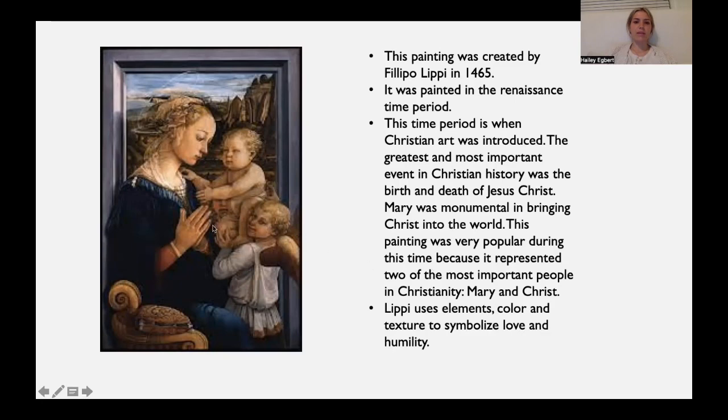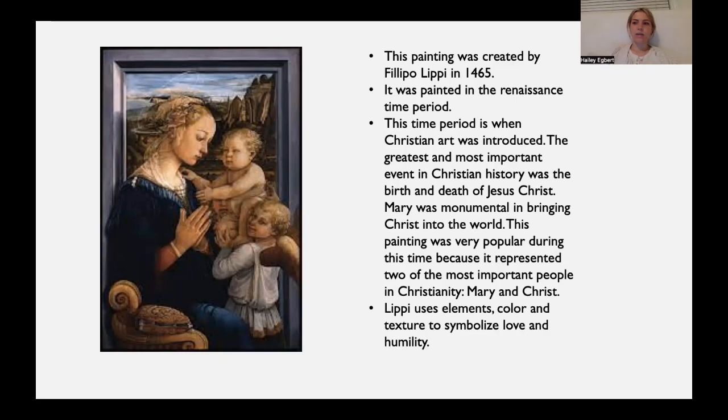And something that Lippi did was he used elements of color and texture to symbolize love and humility. And so, as you can see, around Mary's face and on baby Jesus, he uses bright and warm colors so that our eyes are drawn into that section of the painting. And then another focal point is her hands that are put together as she is praying.